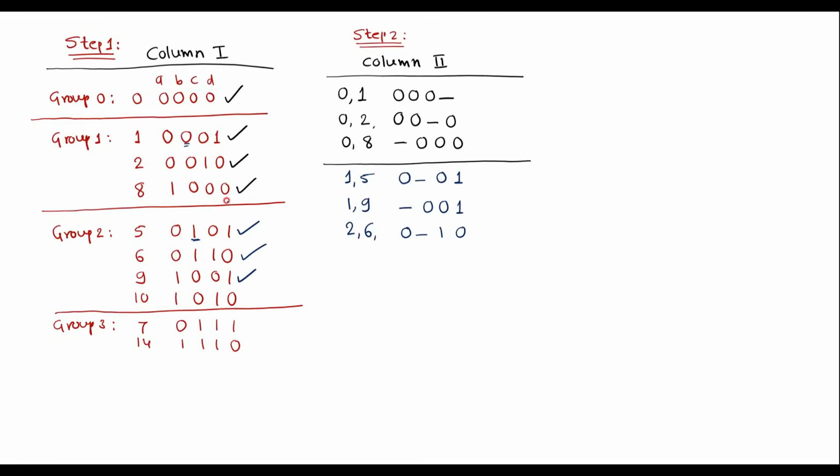Now similarly I will compare 2 with 10. Here again it differs by a single bit, that is the MSB. I will write it as 2 with 10. So here 0, 0, 1, 0. Here we have 1, 0, 1, 0. That is, I can write it as dash 0, 1, 0. I will put a check mark to 10.